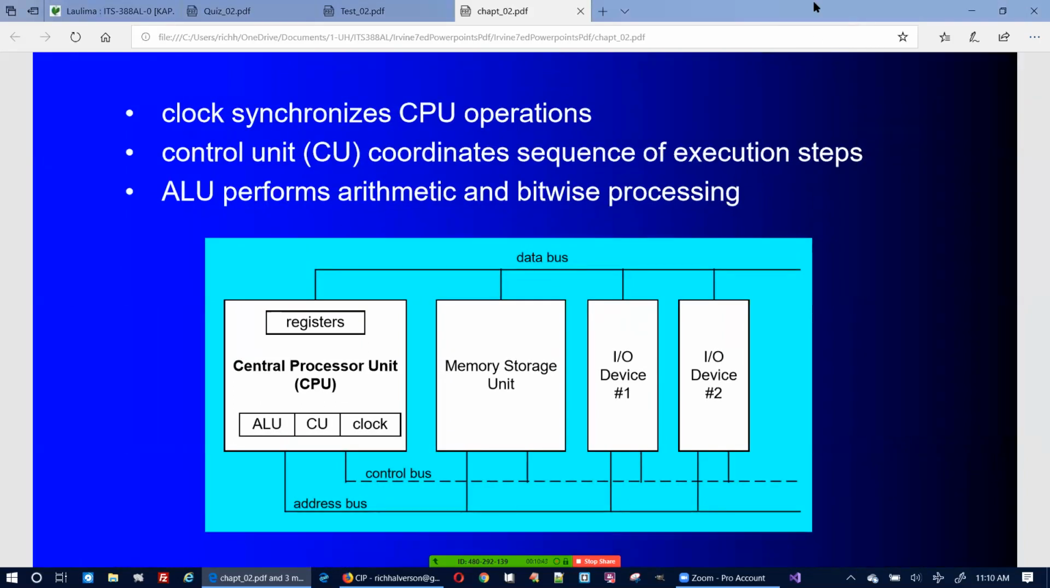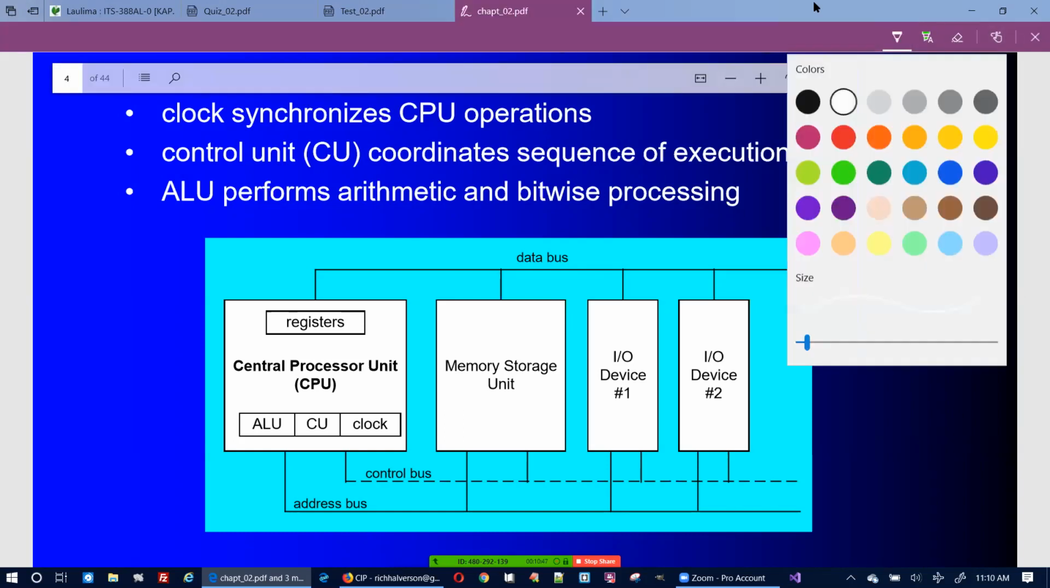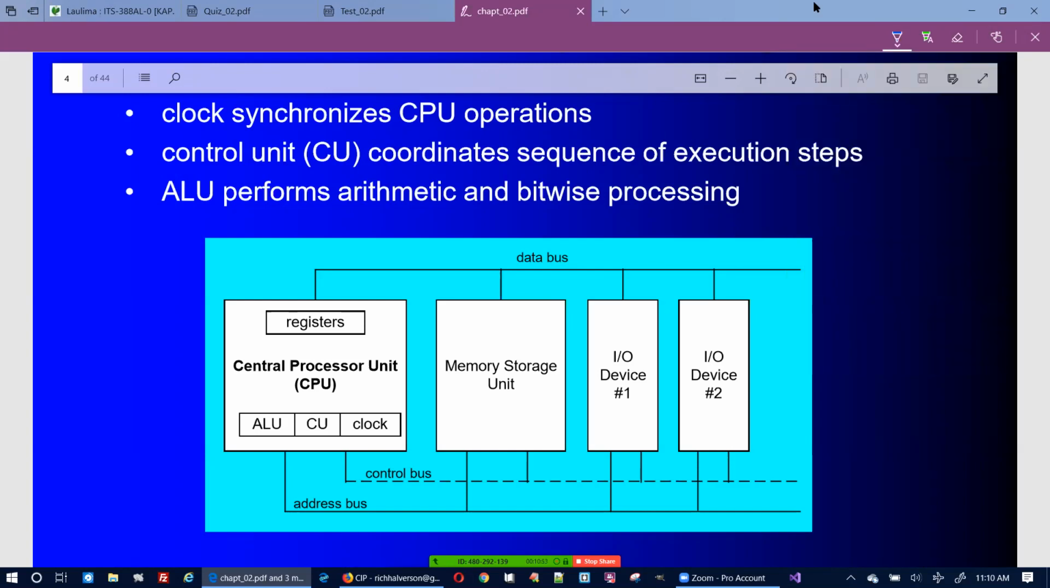So we have an 8-bit bus here. Let's make this dark blue. Back in the old days when we just had 8-bit microprocessors, or the 8088, which was 16 on the inside and 8 on the outside, the 8 is the size of the data bus. So this can be 8, 16, 32, or 64.